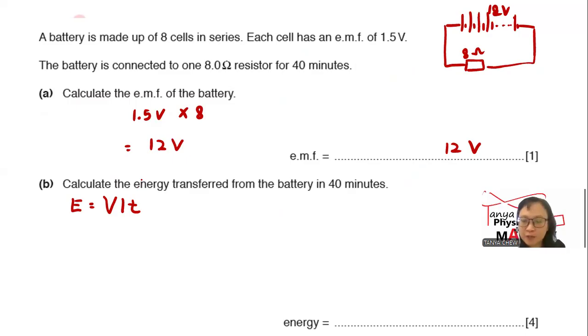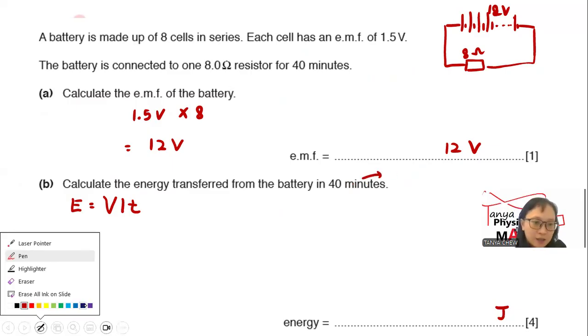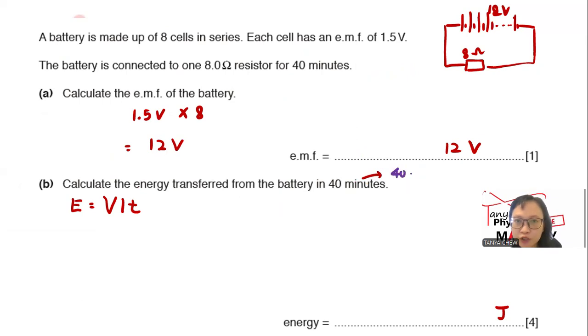Time for energy, because energy must be in joules, time must be in seconds. So you have to change this time to second first. Let's see. 40 minutes. You want to change to second. You just times 60. So 2400 second. 40 times 60, 2400 second. Now the problem is I don't have V, I don't have I.